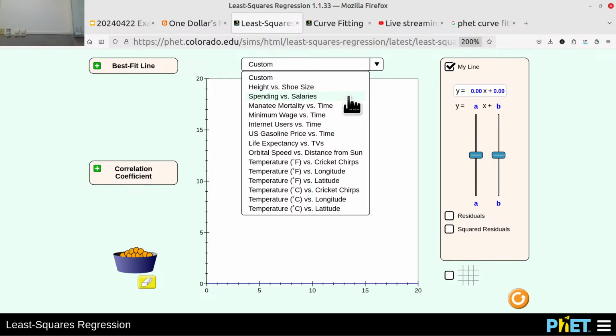See, orbital speed versus distance from sun. It has a correlation.